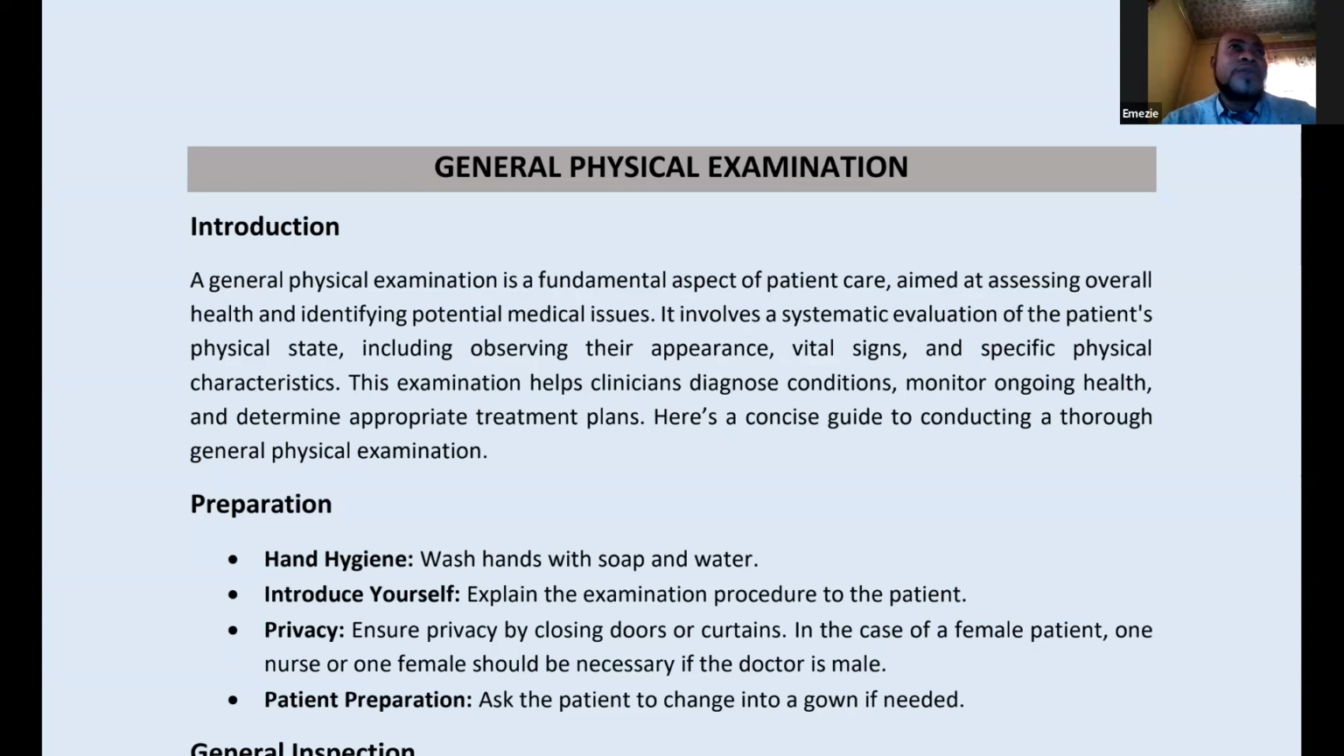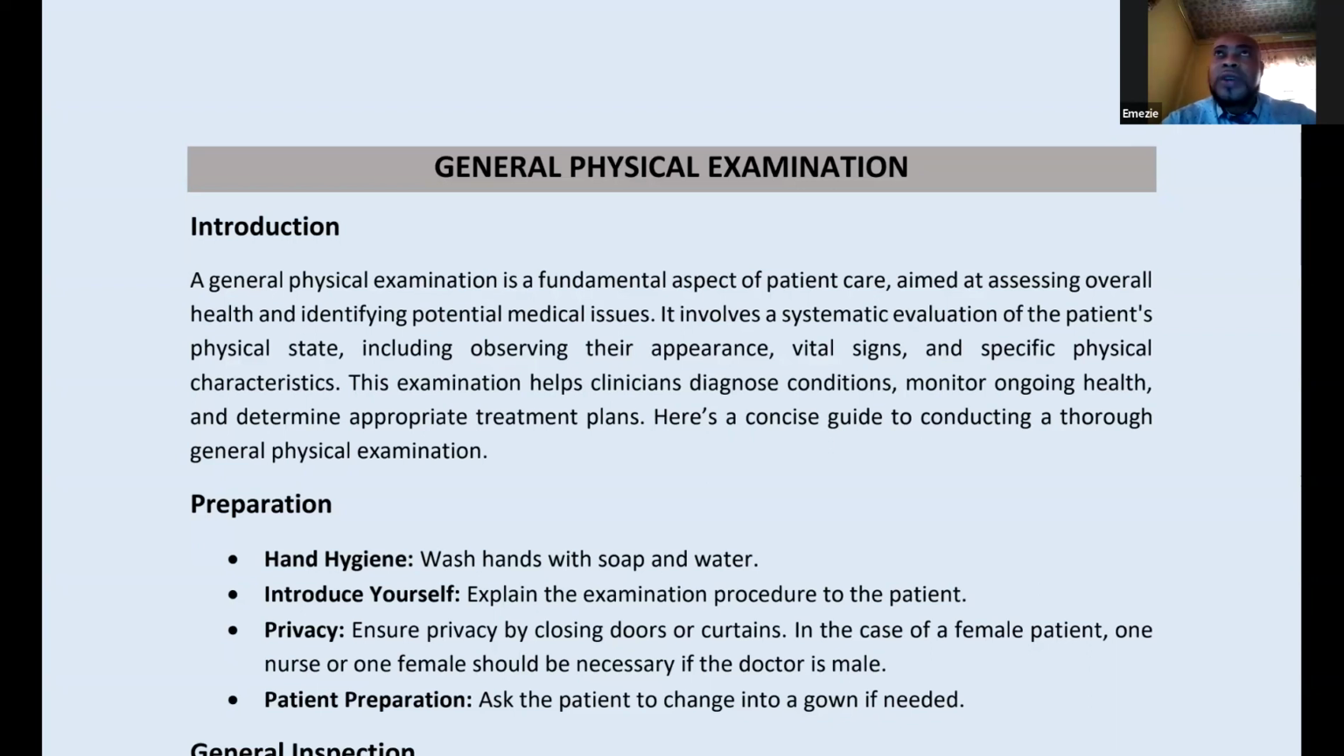We said we are going to make use of the 5 C's to take our history. What are these 5 C's? The first C is the chief complaint. After we have stabilized the patient by resuscitating, if the patient can speak, we approach the patient. Sir, can you tell us what happened? How did this happen? Why did you come?